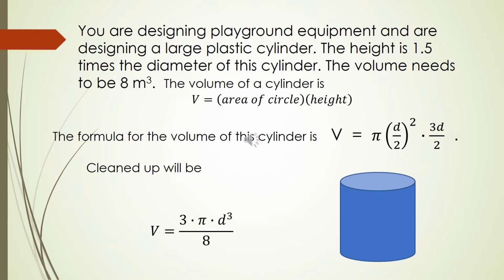If you clean that up, notice the 2 in the denominator of (d over 2) squared will become a 4, and 4 times 2, because there's another 2 in the denominator of the 3/2, will give us a denominator of 8. And so the formula cleans up as 3 times pi over 8 times d cubed.